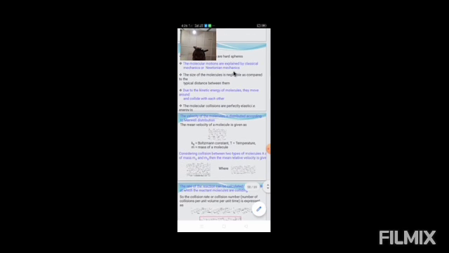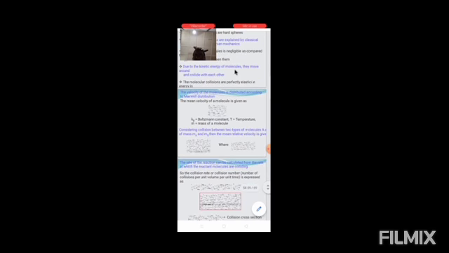Considering the collision between two types of molecules A and B having the masses Ma and Mb, you need to find out the mean relative velocity, and the rate of the reaction can be calculated from the rate at which the reactant molecules are colliding. So the collision rate or collision number, the number of collisions per unit time, can be expressed by using some formula.